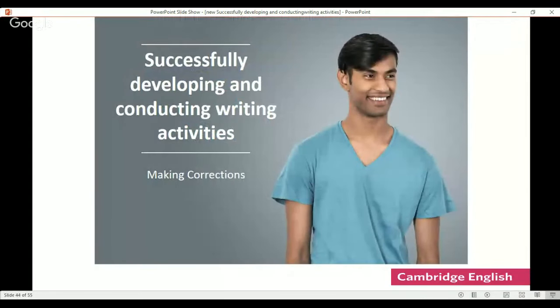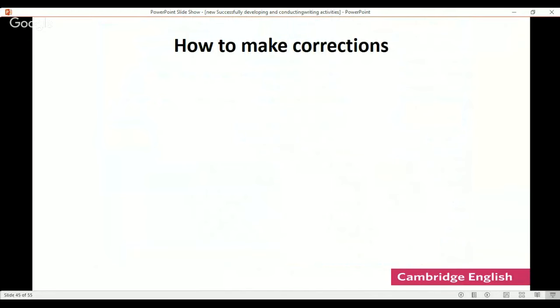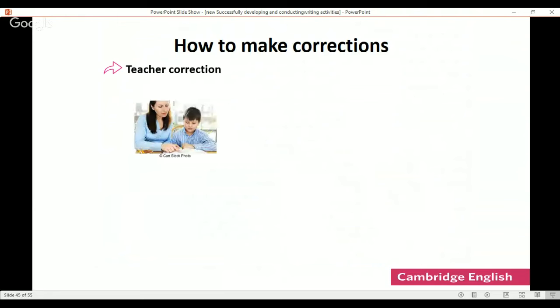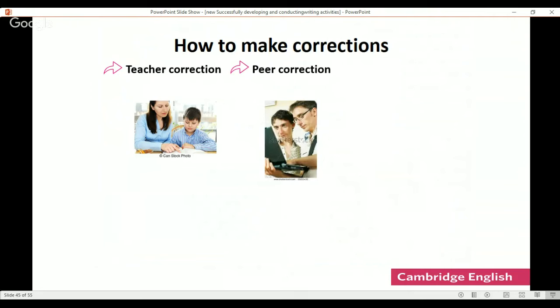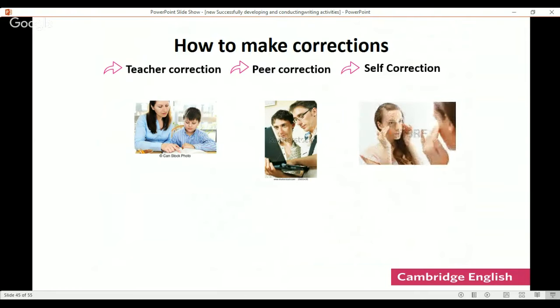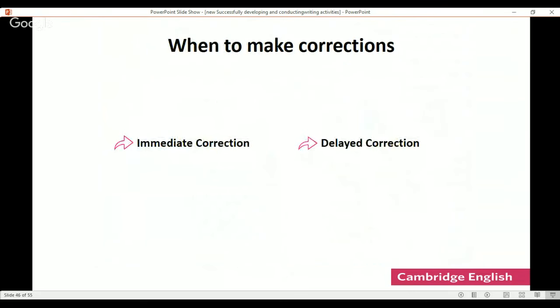Okay, making corrections. How do you make corrections? There are essentially three types of corrections you can look at. Teacher correction, where the teacher will correct the error. Peer correction, where a colleague or a student or fellow classmate will make the correction. And finally, self-correction, where the learner himself will have a key with which he will use to make the correction.